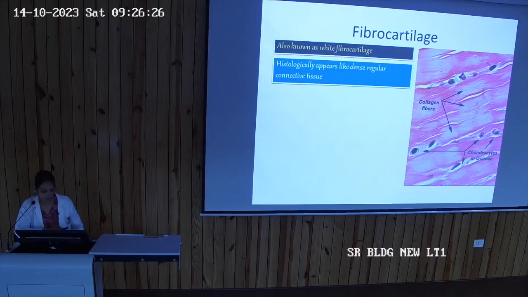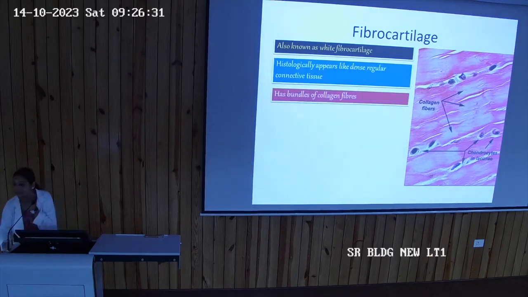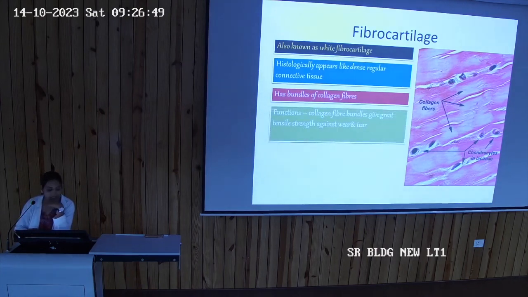Now what is the best location, the best example for the fibrocartilage? Yes. Pubic symphysis, interarticular disc of TMJ. बेस्ट एग्जाम्पल, सबसे बेस्ट एग्जाम्पल क्या है? Yes, intervertebral disc. It has bundles of collagen fibers which give great tensile strength against wear and tear, which is required in the intervertebral disc.